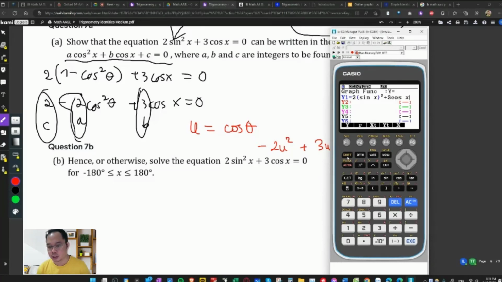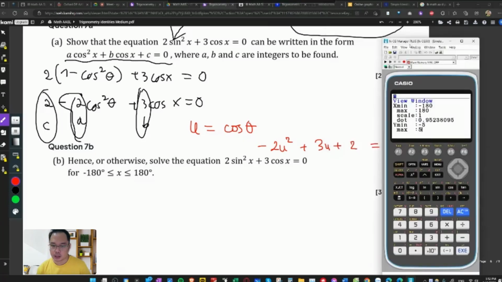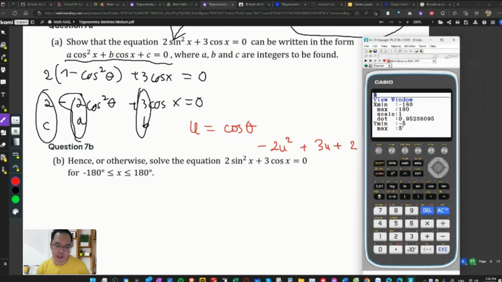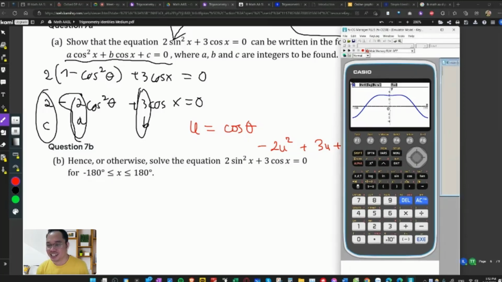Okay, now I change the window from minus 180 to 180, and the minimum is from -5 to the maximum +5. Not necessarily -5, it could be like -1, but just assume it to be -5. And then draw. Okay, we see the graph.